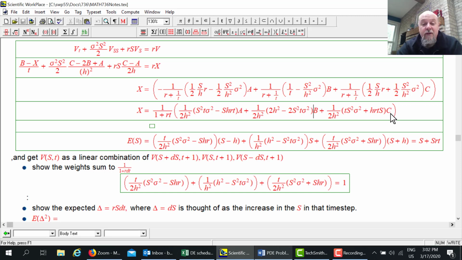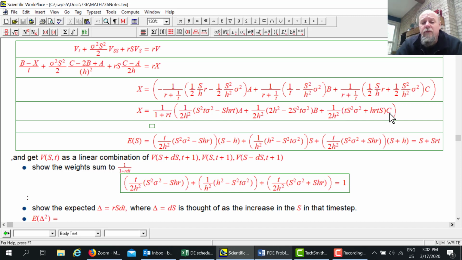So then if I think of these brackets as probabilities, you'll notice here I factored out that 1 over 1 plus RT, but that's like R dt, right? So this is our discount factor. We're discounting this future value. So essentially, we're looking at a discounted weighted average of all the values, A and B and C. It's a discounted weighted average.